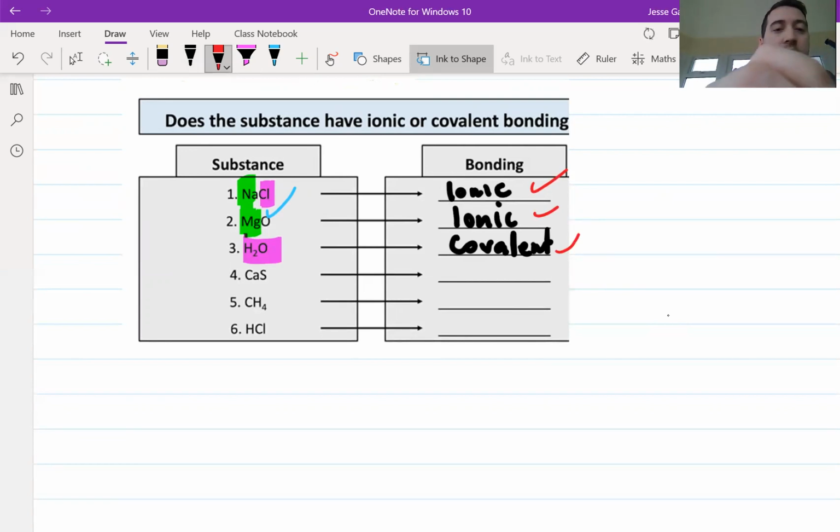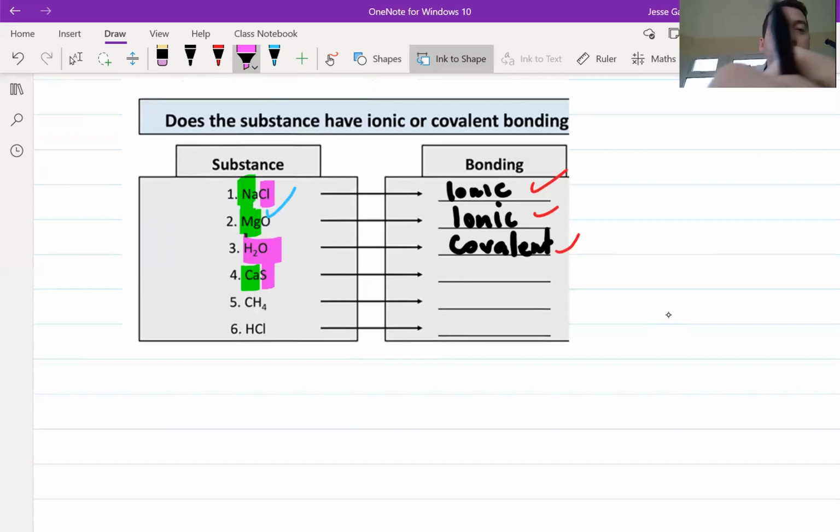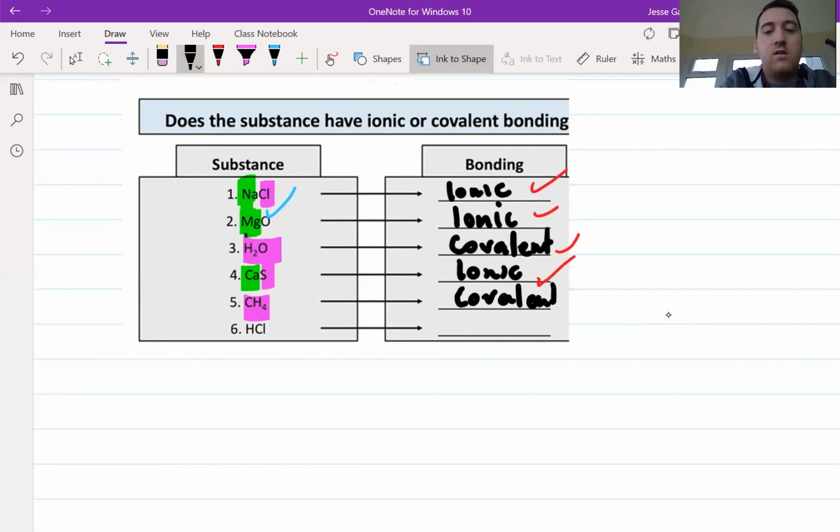CaS. Well, Ca is calcium. And calcium you will find on the left of the periodic table. It's a metal. Sulfur is a non-metal, but that's no good to us for covalent. This is going to be ionic. It's got a metal and a non-metal. CH4, well, that's carbon and hydrogen. And both of these are non-metals. So very good. I know that this is covalent. Well done if you got that one right. And lastly, HCl. This is 2 non-metals, so this is also covalent.